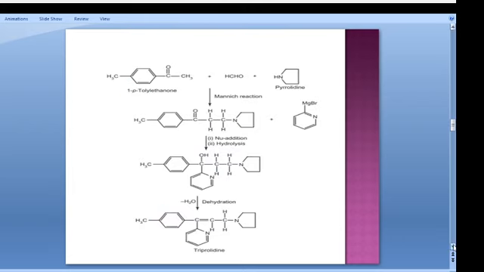So we will see the structure and the synthesis of triprolidine. We start with para-methyl acetophenone, which is treated with formaldehyde and pyrrolidine. I think you can remember this reaction. It is an application of the Mannich reaction.